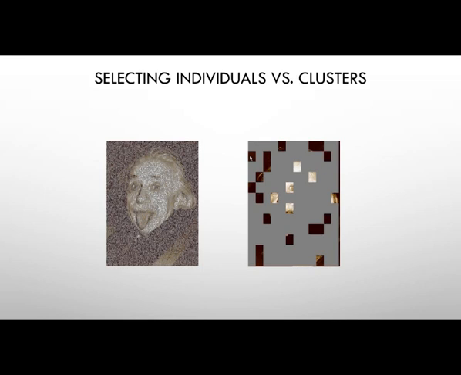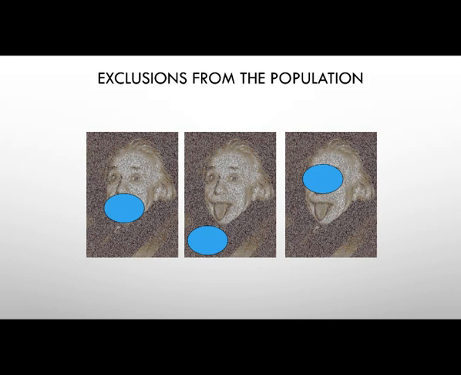But if we select individuals versus clusters, the one on the left represents a very large sample of individuals, randomly selected from the population. If we do clusters, we sometimes can miss out on what we're trying to describe. And if we have exclusions from the population, we can sometimes miss out on very important information, like whether or not his mouth is open, whether or not he's wearing a tie, whether or not his eyes are open, for example.